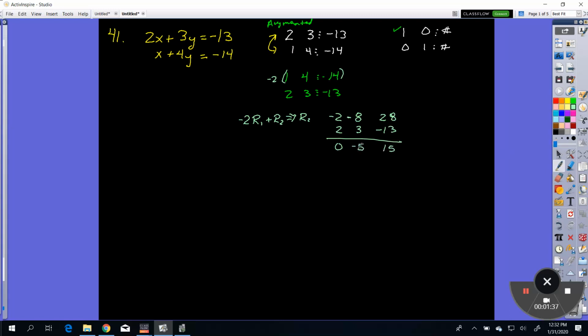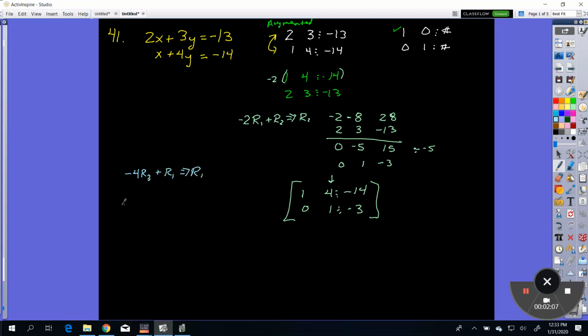So now I just divide this all by negative 5. And I have 0, 1, negative 3. So now my matrix is 1, 4, negative 14, 0, 1, negative 3. So now I just need that 4 to become a 0. So all I have to do is multiply row 2 by negative 4, add that to row 1, and that's going to make a new row 1.